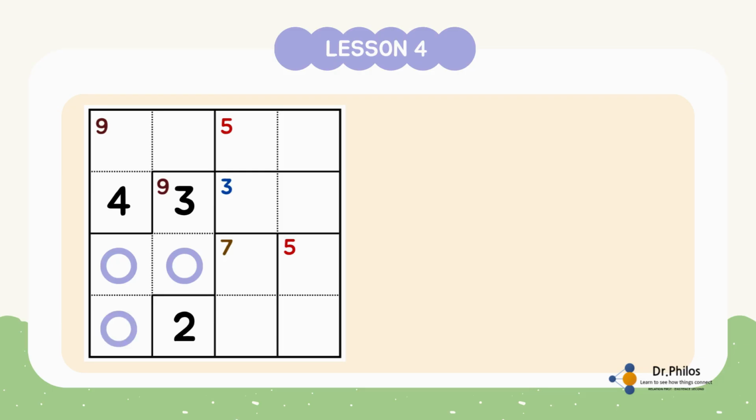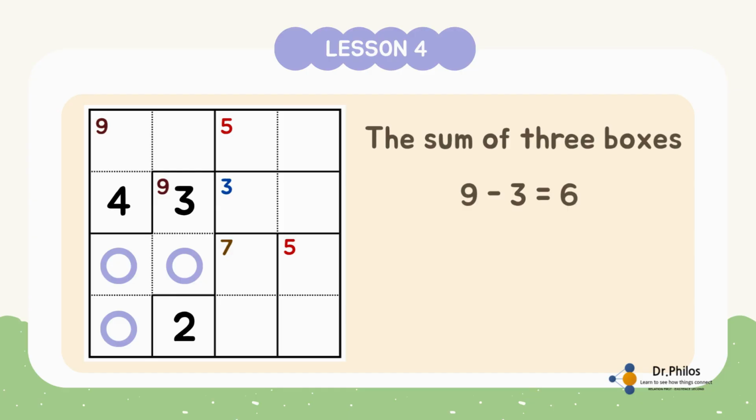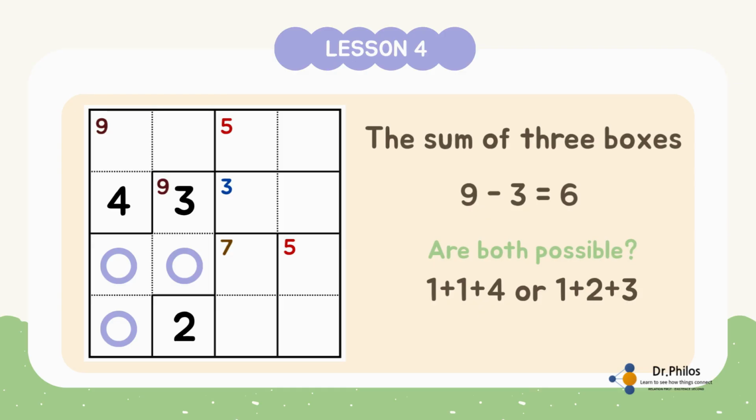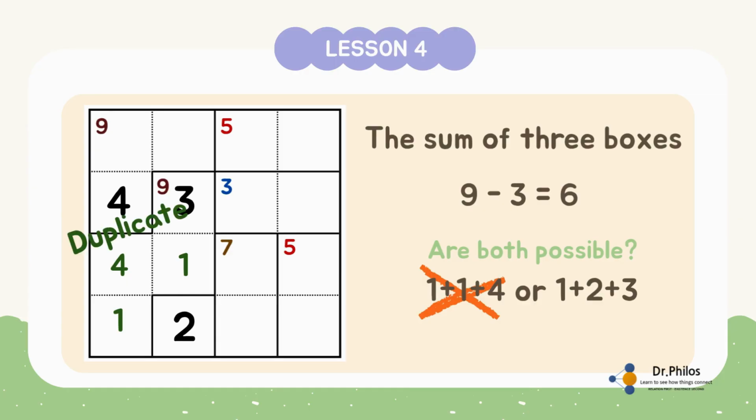The sum of these 3 boxes is 9 minus 3 is 6. The 3 numbers that make 6 are either 1 plus 1 plus 4, or 1 plus 2 plus 3. Are both of them possible? It's not 1 plus 1 plus 4. Why is that? There are 2 ones, and to put them in different columns, the 4 has to go into column 1, which makes a duplicate. So it has to be 1 plus 2 plus 3.